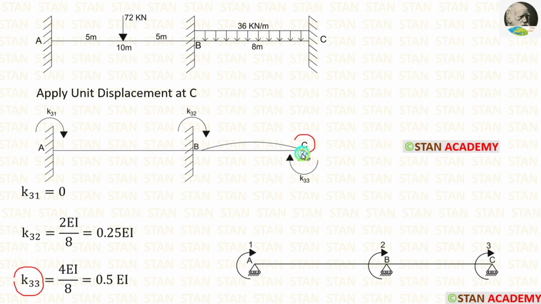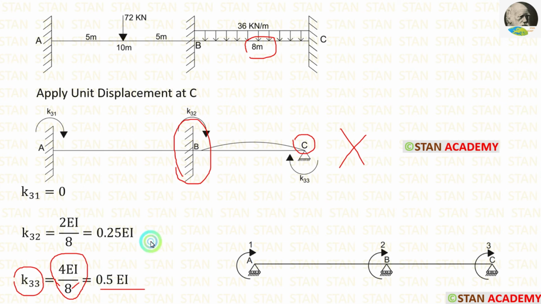For that, from the point C, we have to look on both the sides. On the right side, there is nothing. On the left side, we are having a fixed support. If the far end is fixed, the formula is 4EI upon L. The length of BC is 8 meter. We can apply. Finally, we are getting 0.5 EI.